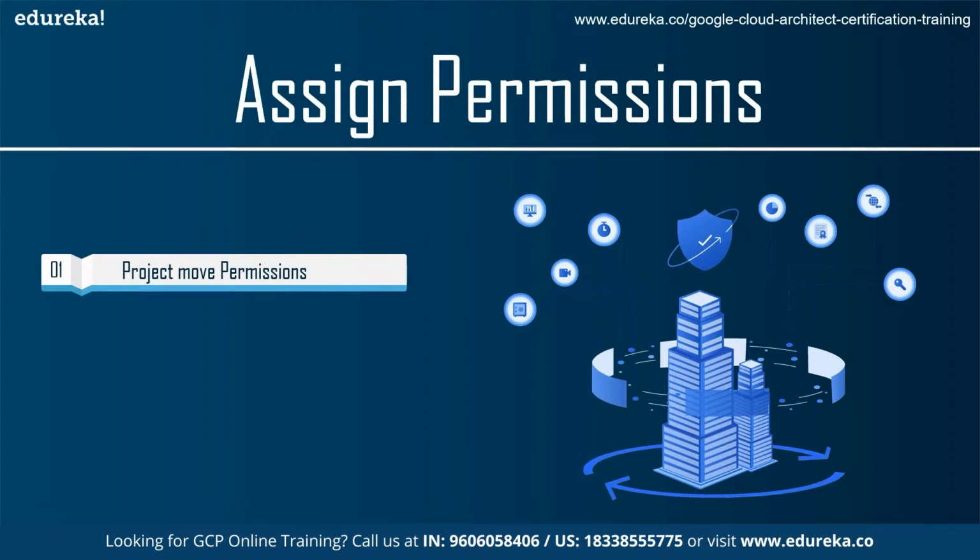So the first is project move permission. On the project resource that you want to move and its parent resource, you need the project mover role, or another role that includes the following permissions of the V1 Resource Manager API. So the permission required for the resource you are moving is resourcemanager.projects.update. And the permission required for the parent resource will be resourcemanager.projects.move.